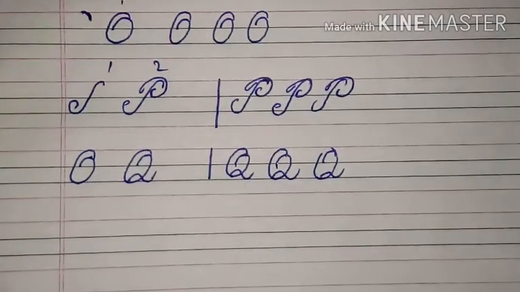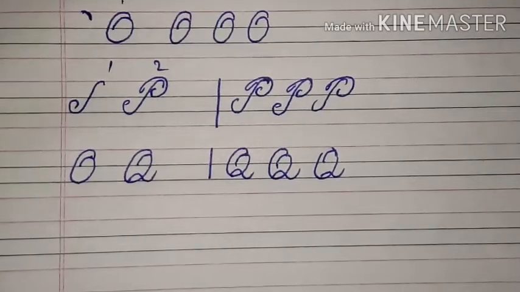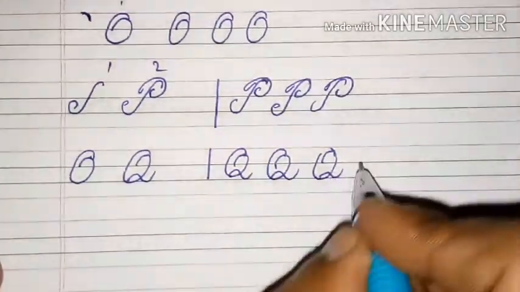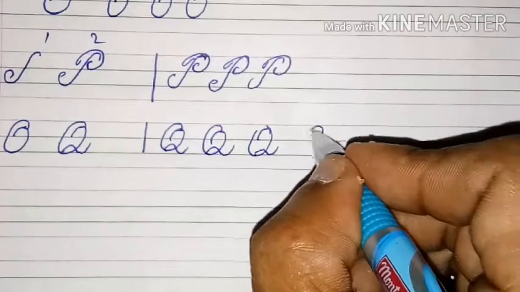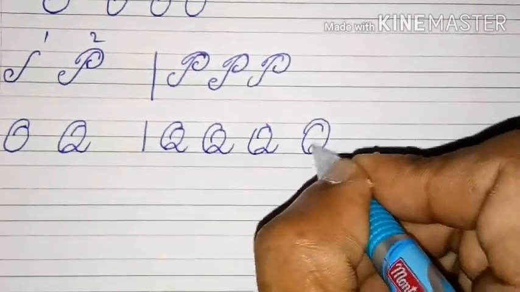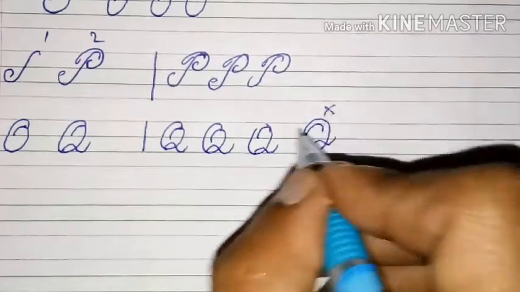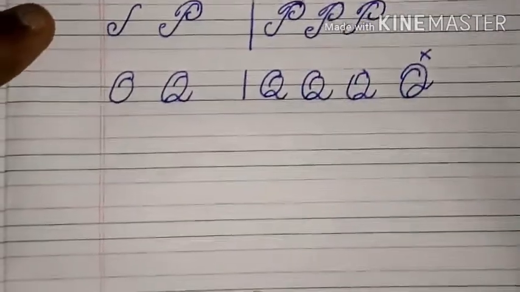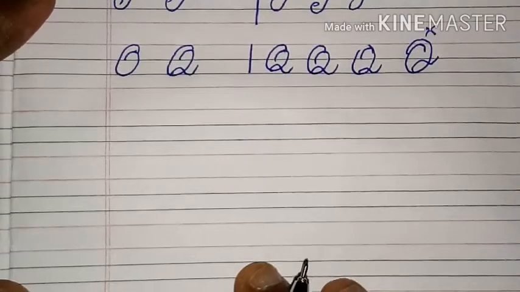While you are writing, if you get anything wrong, you just put a cross on that. For example, you have written like this. This is wrong. Then put a cross. Don't scribble over that. This is a good way of practice. Q is over.